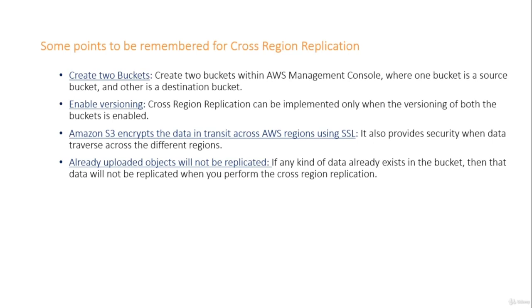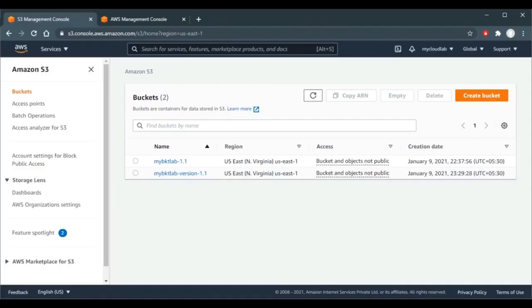Amazon S3 encrypts the data in transit across AWS regions using SSL. It also provides security when data is transferring across different regions. And finally, already uploaded objects will not be replicated. If any kind of data already exists in the bucket, then that data will not be replicated when you perform the cross-region replication. So this is the detailed explanation of cross-region replication, and see you in the next lecture.